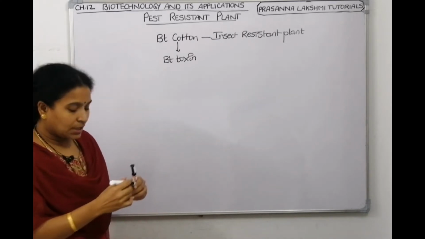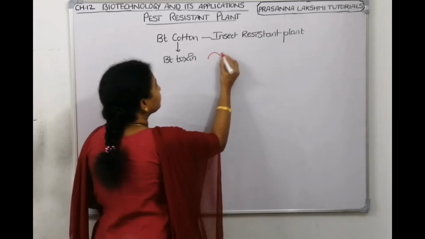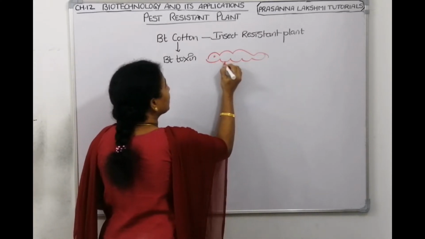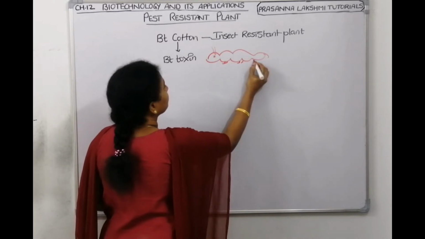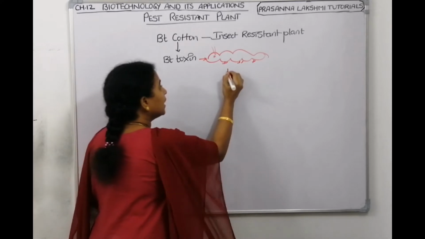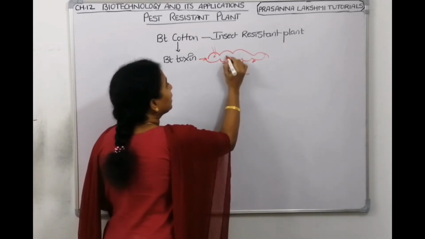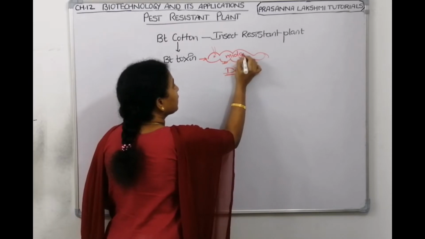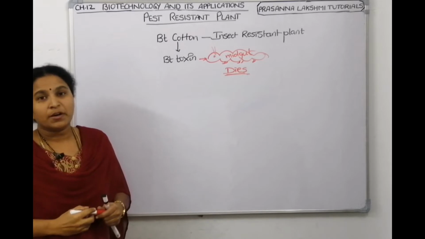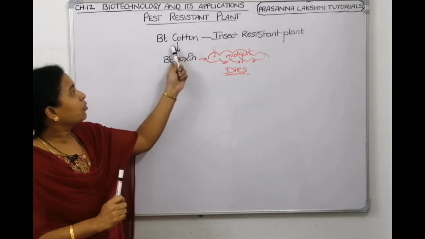Now this toxin, what is it doing? The toxin present in the plant is killing the insect, right? This Bt toxin is killing the insect, and the insect dies because its midgut gets affected. That we saw in the previous class. So, under insect resistance, we studied about Bt cotton.